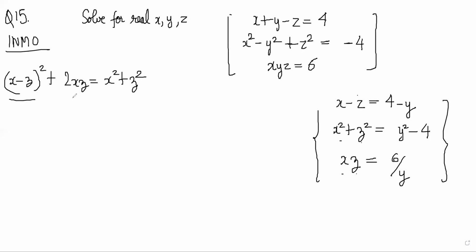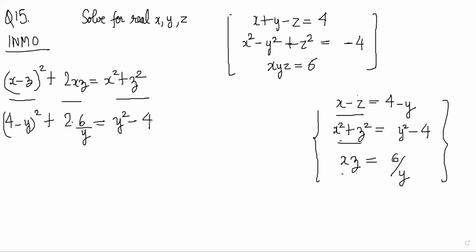So that will help us eliminate x and z from these equations, because we'll get an equation in terms of just y. So what I'm doing is eliminating x and z. I'll write x minus z whole square as 4 minus y whole square, plus 2xz, which I will write as 2 times 6 by y, is equal to x square plus z square, which is equal to y square minus 4, right? Great. So what I get is y into 4 minus y whole square plus 12 is equal to y into y square minus 4, right?